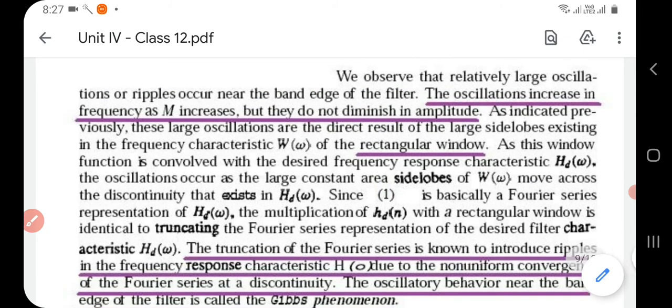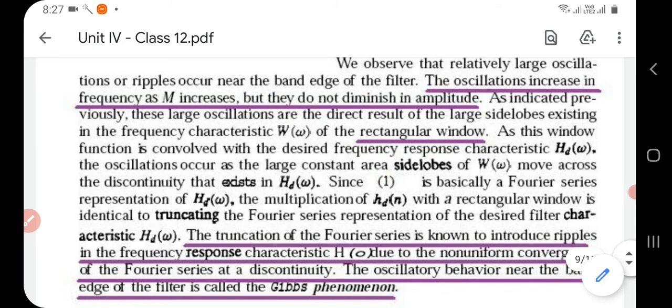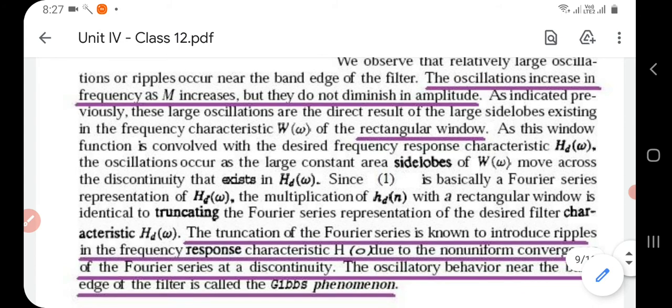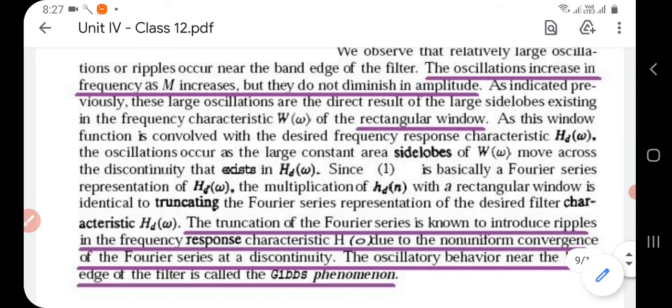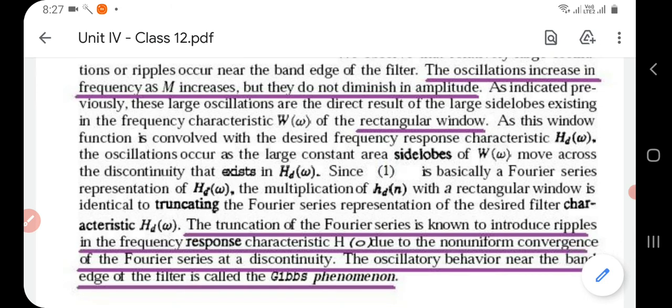We observe that large oscillations or ripples occur, especially near the band edge of the filter. These oscillations increase in frequency as the length of the filter M increases, but they do not diminish in amplitude; they remain as such. These oscillations are a direct result of the large side lobes in the frequency characteristics of the rectangular window. We have already seen that the rectangular window has side lobes and main lobes. Because of the side lobes, oscillations are present near the band edge, and their amplitude will not diminish as the filter length increases.